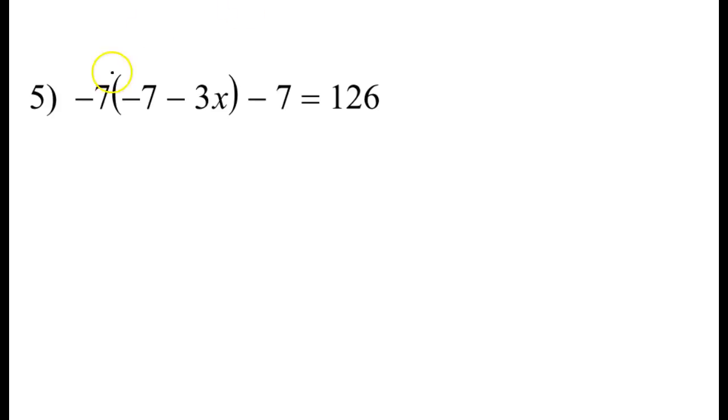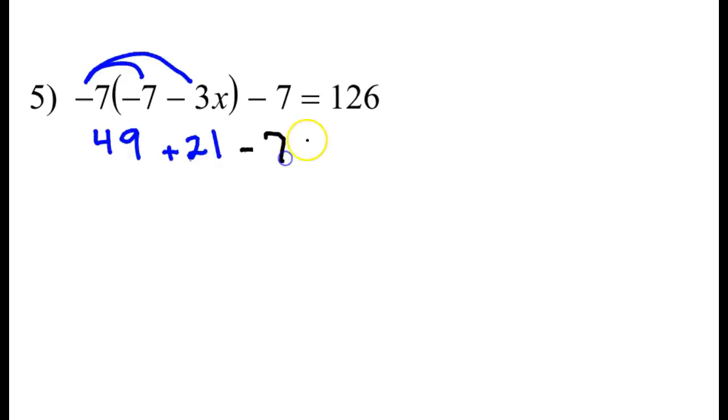Going down to number 5, we have negative 7 times negative 7. 49, positive. Negative 7 times negative 3x, positive 21x. Bring down everything else. Bring down the minus 7, bring down the equals 126. And now we have a similar situation. We have two numbers on the same side. So we do a step just to simplify those. Negative 21 minus 7 is positive 14. And we bring everything else down.